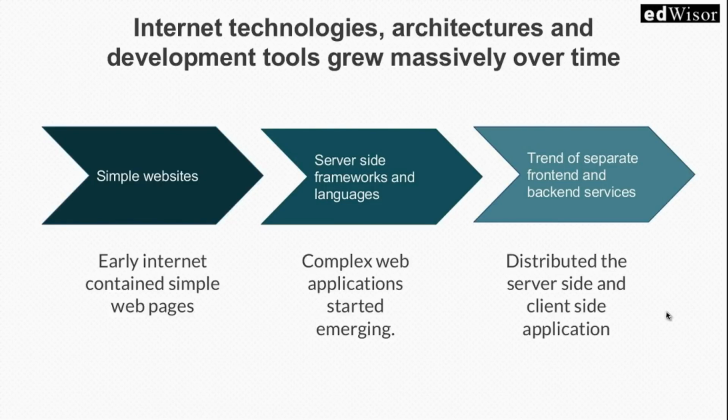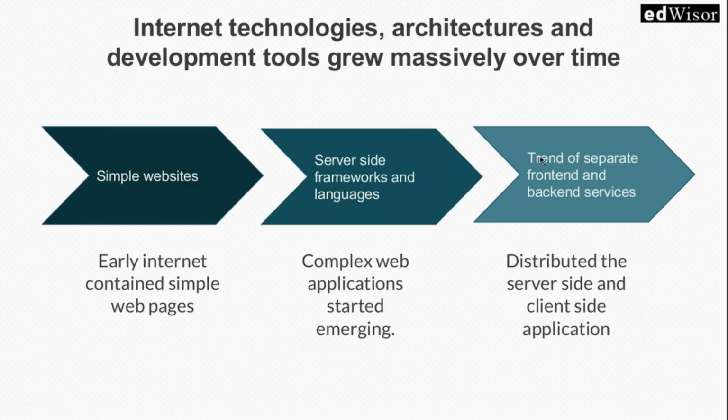This is an overview of how the internet grew over time. We had simple websites to begin with, which had simple web pages. Then came the need for some complex web applications, especially to support businesses, and the need for information storage and exchange. And today we have a distributed kind of system where there is a server side part and a client side part. Let's get into the details of it very quickly, one by one.